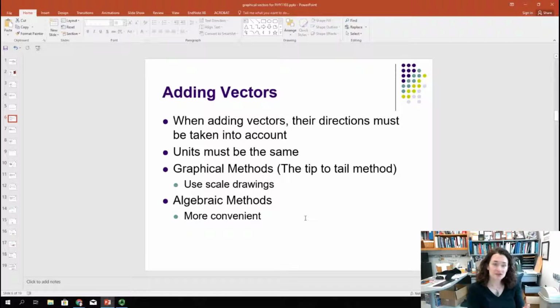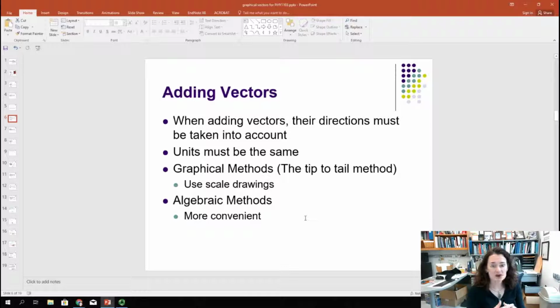So, another thing to take into account is that the units have to be the same. You can't add a displacement to a velocity, for example. That doesn't even make sense. 3 miles plus 3 miles per hour is nothing. You can't add things with dissimilar units.